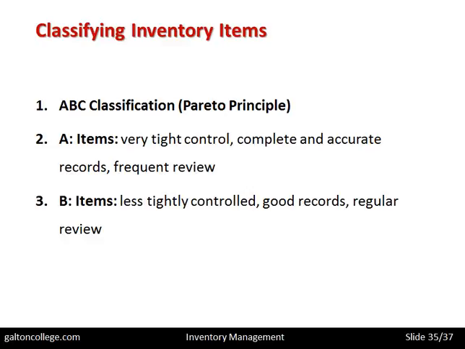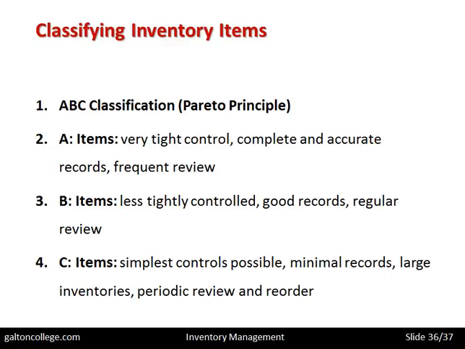Items B, less tightly controlled, but nonetheless good records should be kept and it should be under regular review, but not as tightly as A. Expensive, but not as expensive or as costly as A. And C, this is the simplest control possible, minimal records, large inventories, periodic review and reorder. So large inventories generally held because the item is cheap and it's easy to get this item.